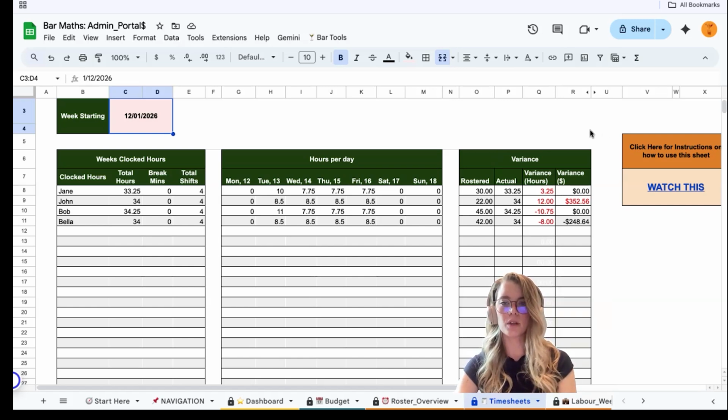On the right-hand side, you will get a variance report. So the rostered versus actual, the variance in terms of hours, and the variance in terms of dollars. So you can see if that's been affected by how many hours they've worked, if you've saved money, or if you've had to spend more money.